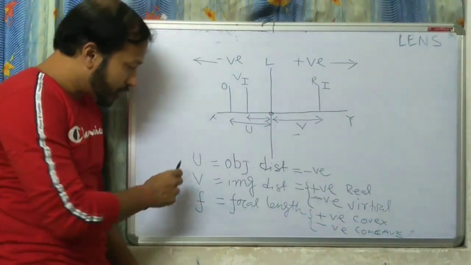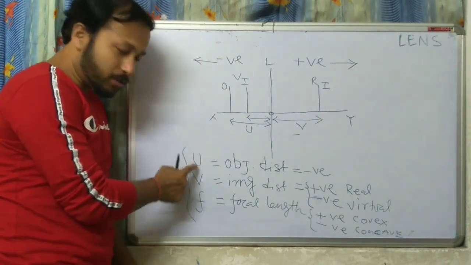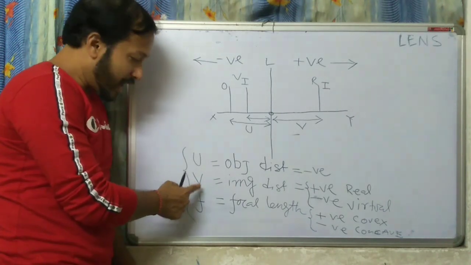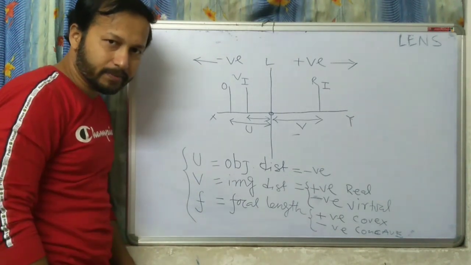That's why I am suggesting you to remember this list. So U is my object distance, V is my image distance, and F is my focal length. Few more terms are there.